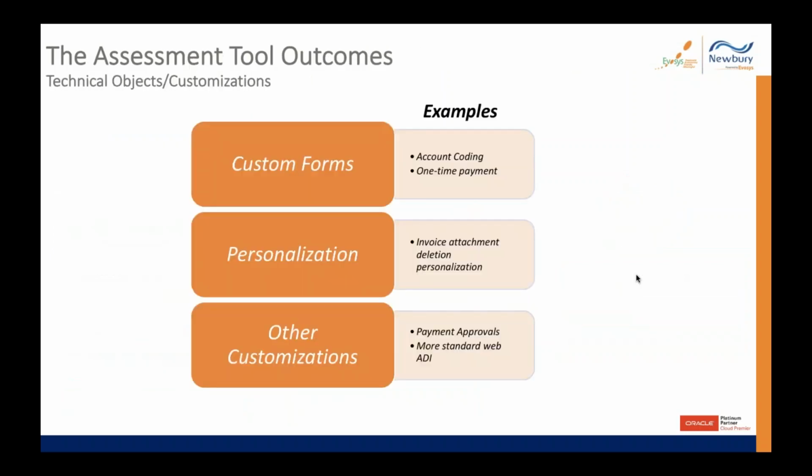The assessment report, like I have mentioned, would also have information about your technical objects and customization. I know I have covered this, but just wanted to reemphasize, we are not trying to get a count of your custom forms. That's not useful. We are not going to get a count of your personalization. We will try and extract what specifics you have done in terms of personalization and other customization. That really gives us a very useful insight to have a further conversation with you on your transformation journey. And obviously, it gives you a nice quick report.